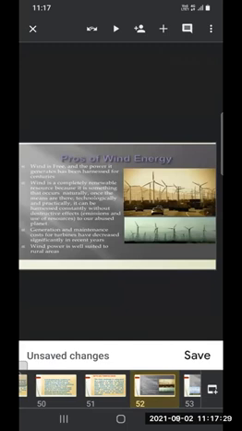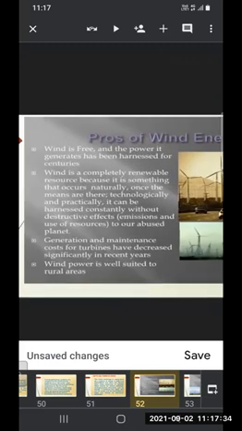Wind is free and the power it generates has been harnessed for centuries. Wind is a completely renewable resource because it is something that occurs naturally. Once the means are there, technologically and practically, it can be harnessed constantly without destructive effects, that is, emissions and use of resources that abuse our planet. Generation and maintenance costs for turbines have decreased significantly in recent years.